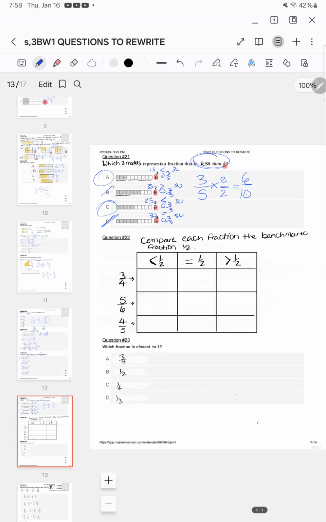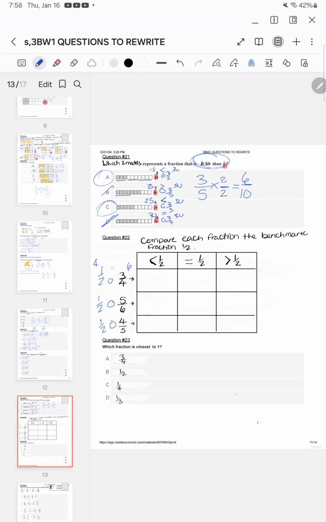Alright, so this one says compare each fraction to the benchmark fraction 1/2. On the state test, you will probably see a question a lot like this. Every year they have one like this where you just have to compare. So I need to separately compare 3/5 with 1/2. I also need to compare 5/6 with 1/2, and I need to compare 1/2 with 4 fifths.